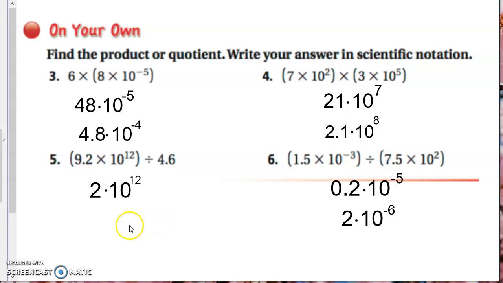Okay, this one I have to take 9.2 divided by 4.6, that is 2, and then I don't have anything to do with my 10 to the 12th, so I just keep it 10 to the 12th. Okay, this one, 1.5 divided by 7.5 is 0.2. Negative 3 minus 2 gives me negative 5. Now, unfortunately, this number is not written in scientific notation, so I have to move this decimal back one more place, which gives me 2 times 10 to the negative 6th power.